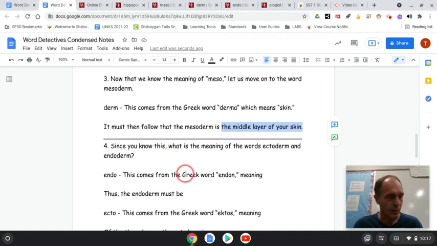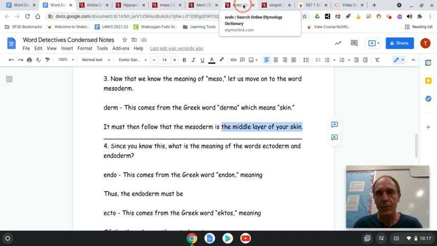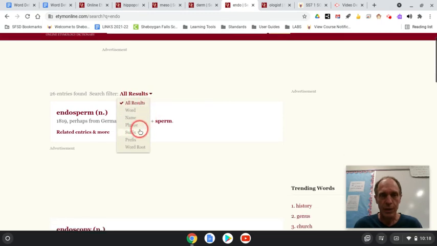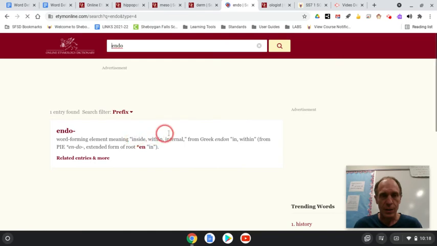And endo, let's see, this comes from the Greek word endon. And if we were to go and search now, I typed in endo, it came up with the word endosperm, and it doesn't give anything else. But if I go to all results here, and I put in a prefix, then it will tell me inside, within, internal.